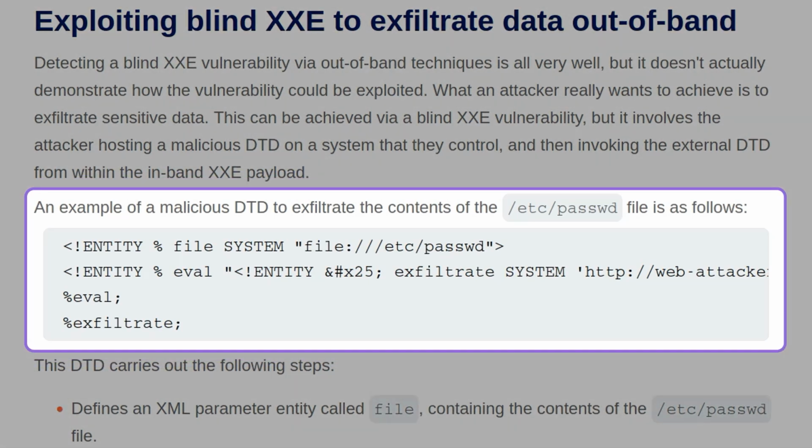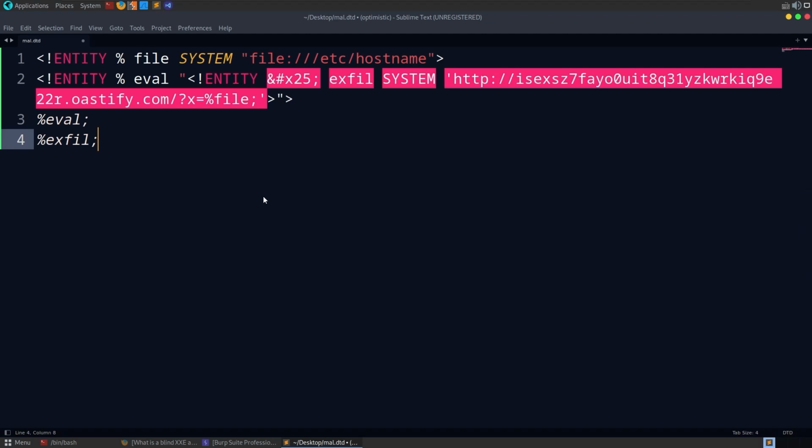And here's an example. So we've got one that will read this file, etc/passwd, and it will exfiltrate it to our server. We need to host this on our server, and then we'll put in the URL of that in the payload. So let's go and give it a go. I've created a file here called mal.dtd, and I've put in my Burp Collaborator URL here so we can extract a file. We could try etc/passwd, but maybe try something that's more likely to be retrieved, that we've got permission to access, which is the hostname.